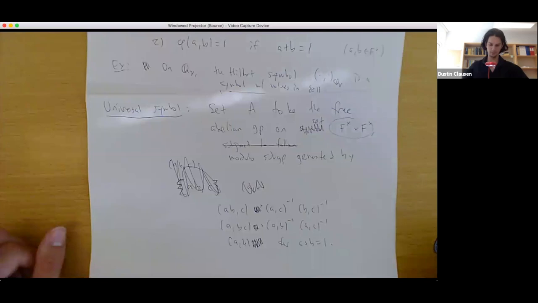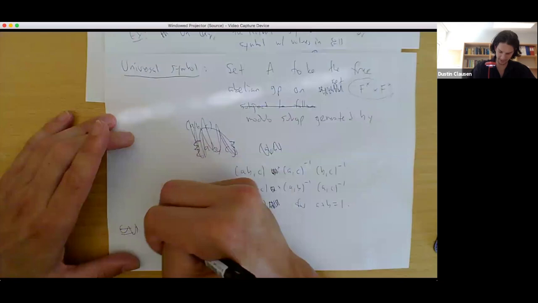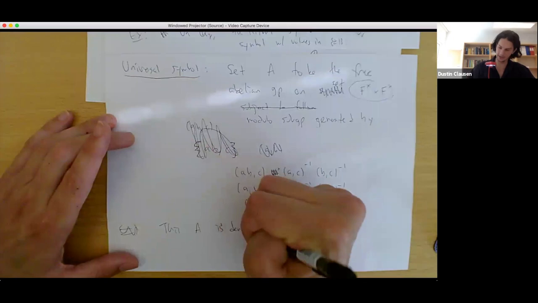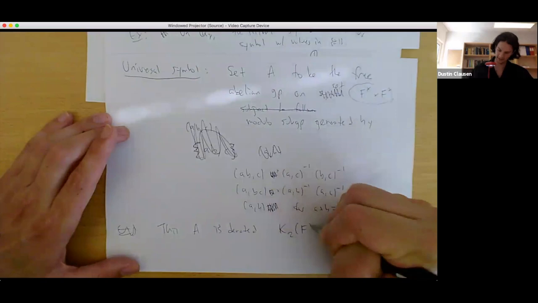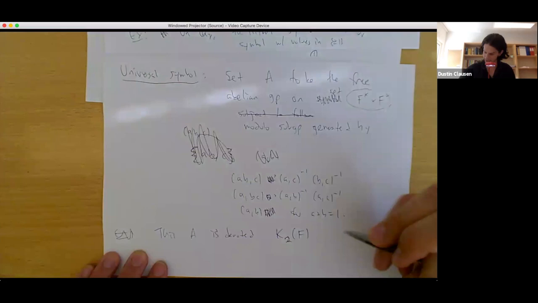So then what does this give you? So then this particular A is denoted by... it only depends on the field F, right? So it's an abelian group you can define for any field, the free abelian group generated by this set subject to these relations. So it's a functor of the field. It depends only on the field, and it's denoted by K2F, hinting, of course, that there are also KIF for all I.